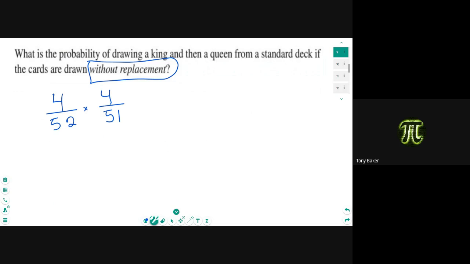So your bottom number can change. There is a possibility of even the top number changing too, which we'll do in a second for another problem. In this case, I'm now going to take those two and multiply them. And I get 4 out of 663.